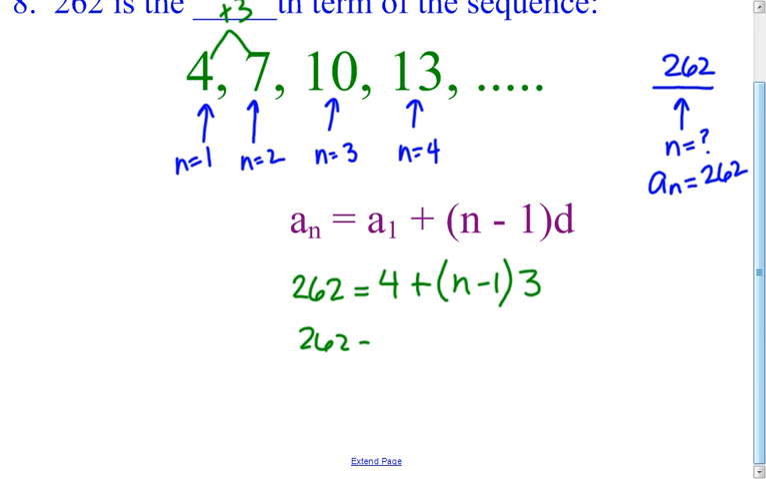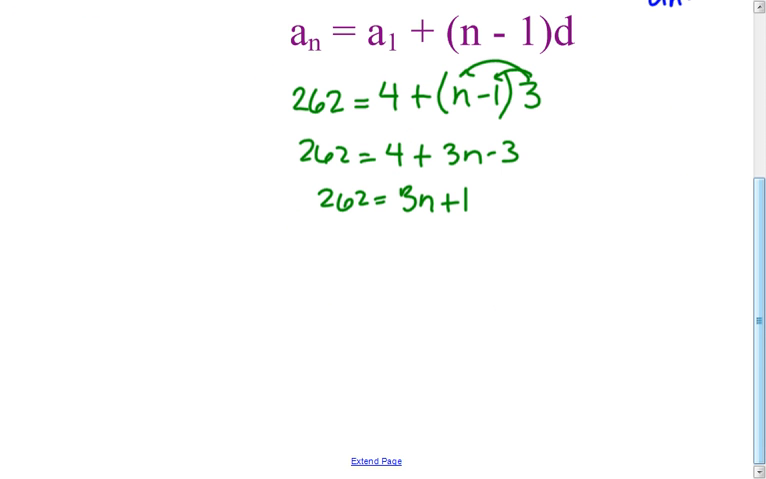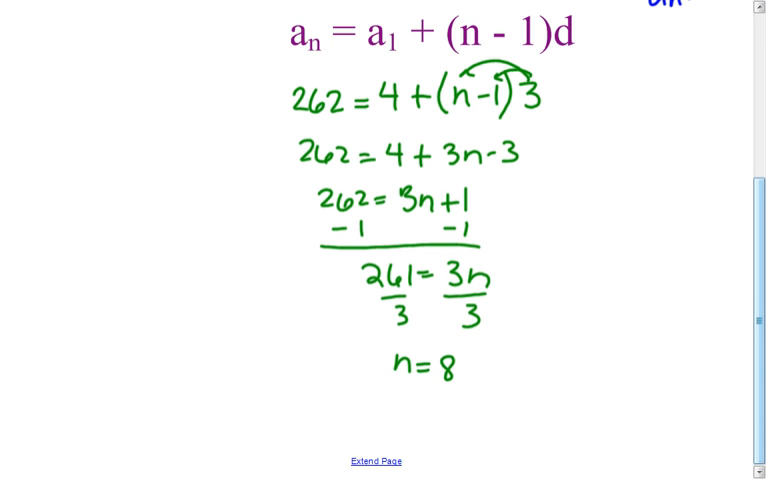So 262 equals 4 plus, I will distribute this 3 through, 3n minus 3, or 262 equals 3n plus 1. And then I will subtract 1. So 261 equals 3n. Divide by 3. And n comes out to be 87. And so what that means is that the number 262 is the 87th number on the list. It is the 87th term on the list.